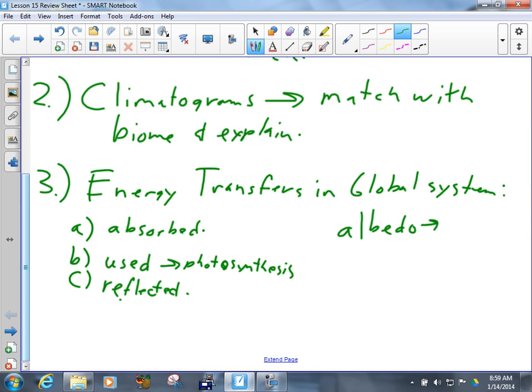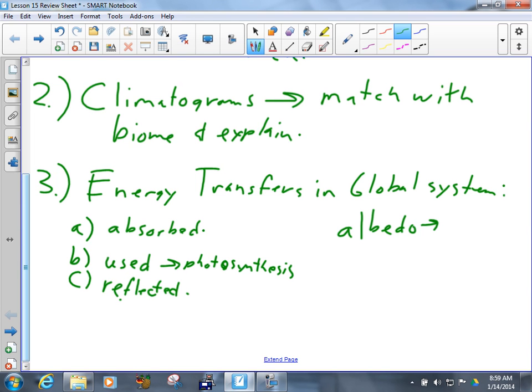Okay, the higher the albedo, the more reflective the area is. The lower the albedo, the more absorptive the area is. So the darker colors have lower albedos. That means that they don't reflect, they absorb more. All right, snow has a very high albedo. It reflects everything away. Okay, everybody follow me on that one?